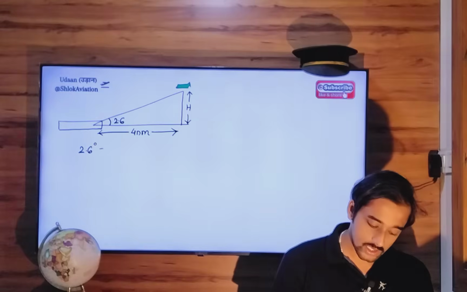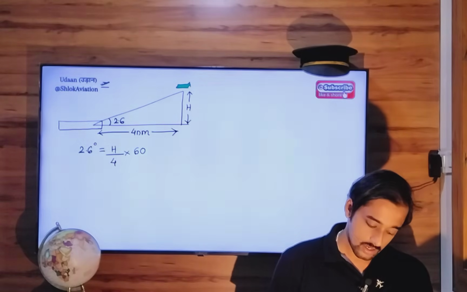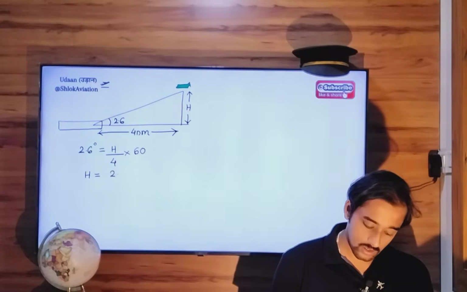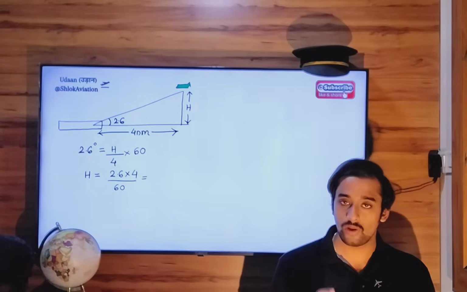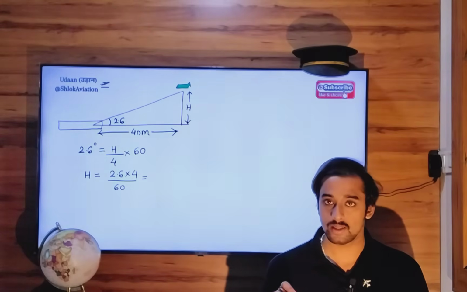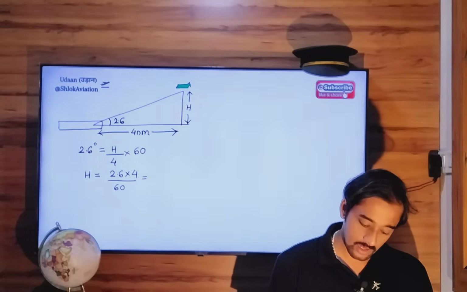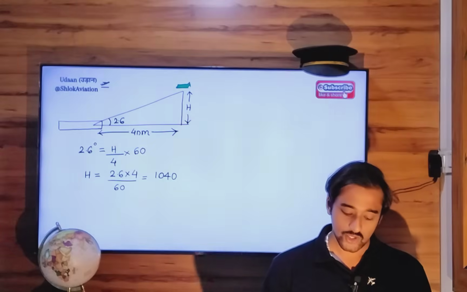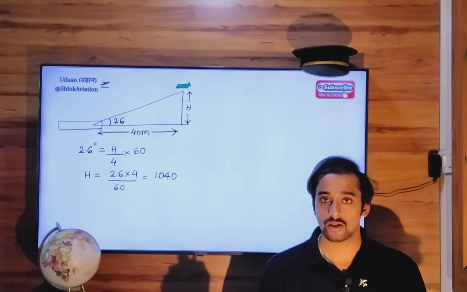Angle equals distance of track divided by distance gone into 60. So 2.6 into 4 divided by 60 is, you will get an answer in nautical miles, 0.17333. Multiply that by 6,000. So final answer will be 1040. So your aircraft is at 1040 feet when it is 4 miles away from this runway.